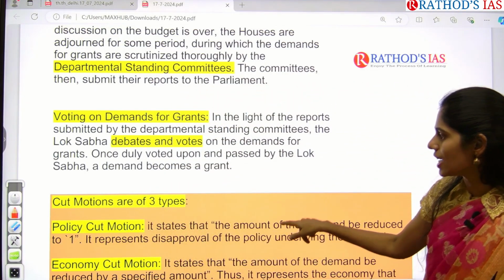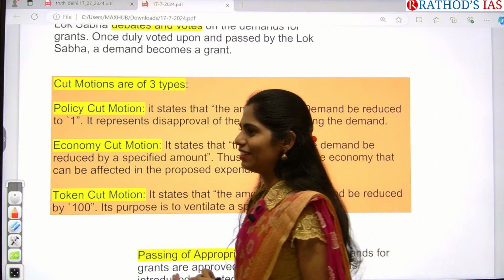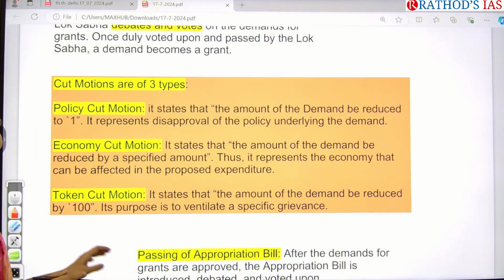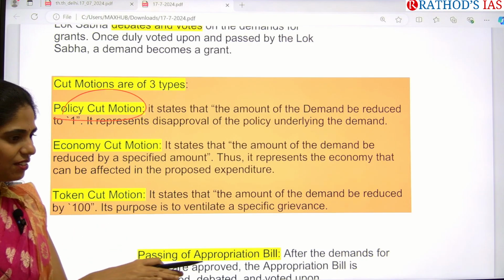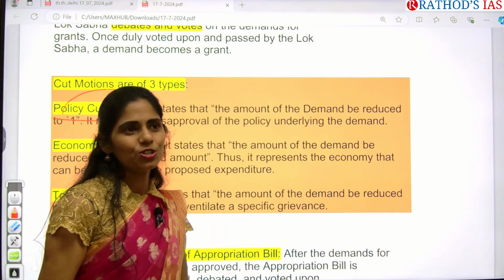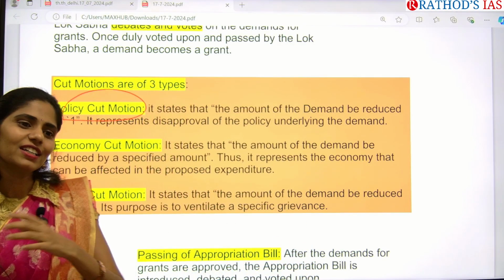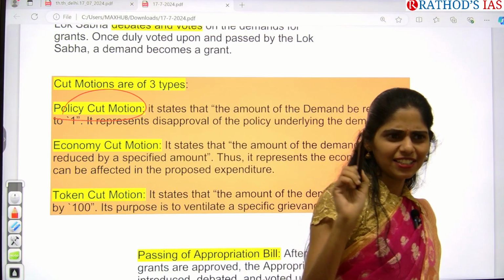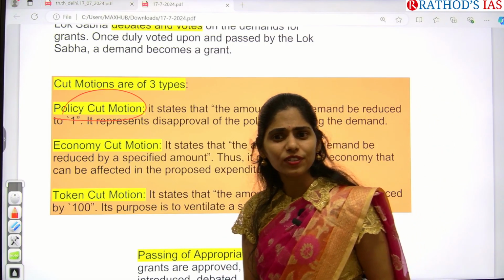How many motions? As I said, we have 3 motions. In these motions, if you watch those debates, it will be very, very comedy. The first one is the policy cut motion. Whenever any person, for example the Minister of Labor, is talking about the schemes, he says that I want this amount of money for this scheme. And suddenly the opposition member stands and says, yes, that scheme is there. What is the use of that scheme? How much did you spend?